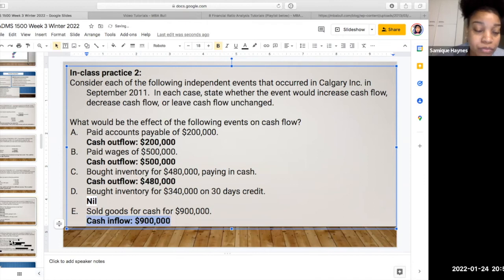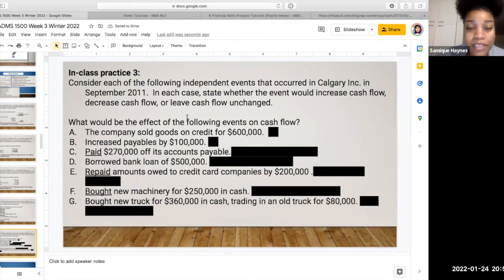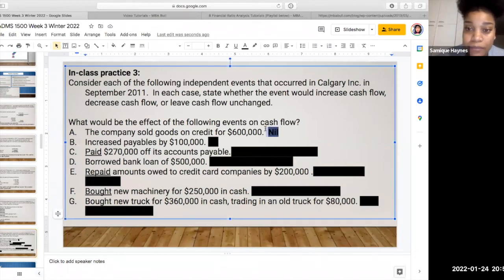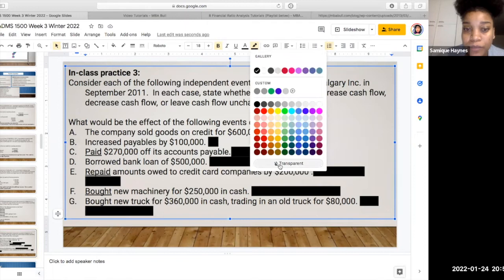Very good. And our last one, what will be the effect of the following events on cash flow? The company sold goods on credit for $600,000. What will happen to cash flow? Is it going to go up or down? Nothing will happen. Very good. If we increase payables by $100,000, is that going to cause our cash to go up or down? So nothing will happen. Good.